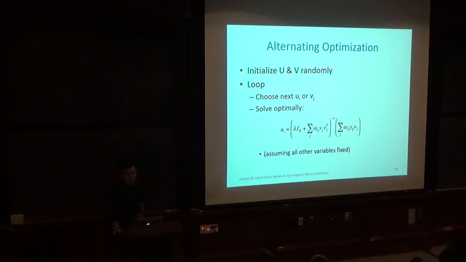The alternating optimization paradigm basically says, let's just solve the closed form solution for each u_i or v_j completely, holding everything else fixed. If I hold everything else fixed, this is a very simple linear regression problem, and I can compute the closed form formula. Of course, I have to invert this matrix. But that's what I can do. And I can just run a loop until it appears to have converged.